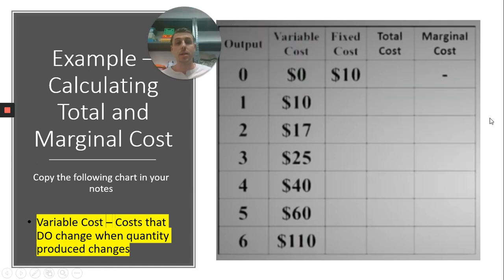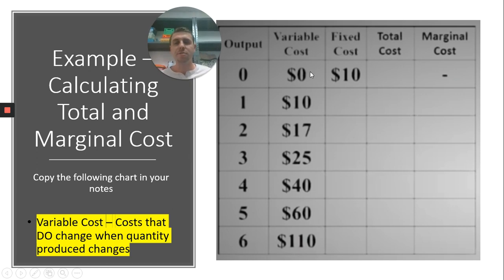We will be filling this out together to give you an idea, and this will be your example. So over here we have our output of 0 to 6. This would be our total output if you wanted to consider it in terms of production. This is how much we're making. So 1 pizza, 2, 3, 4, 5, and 6.